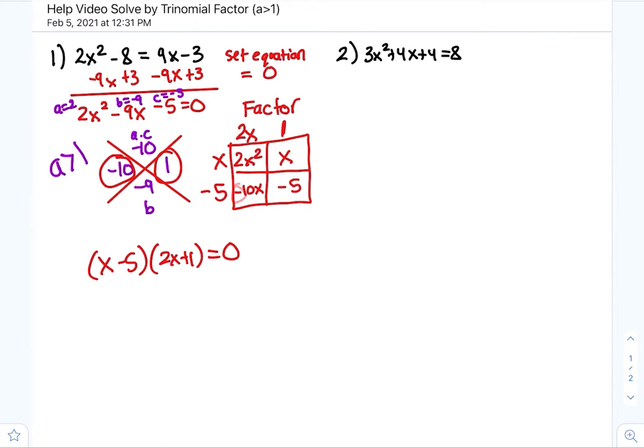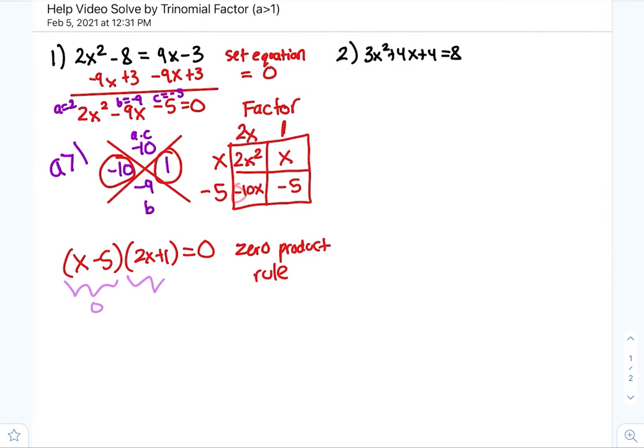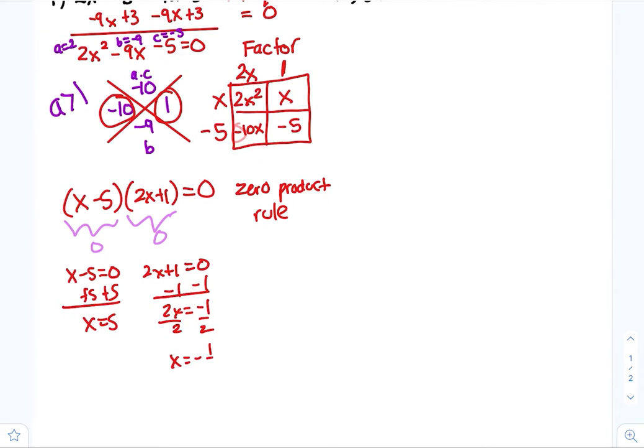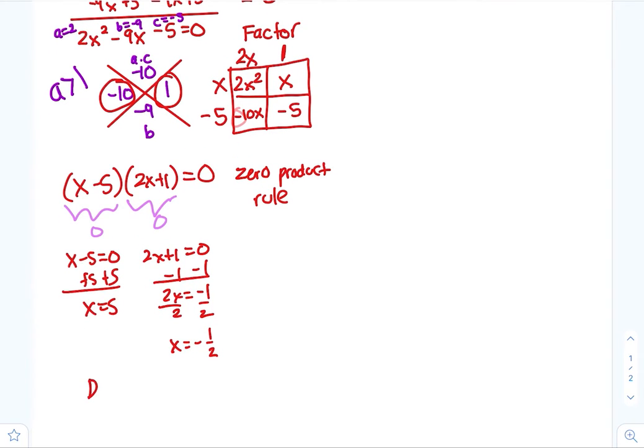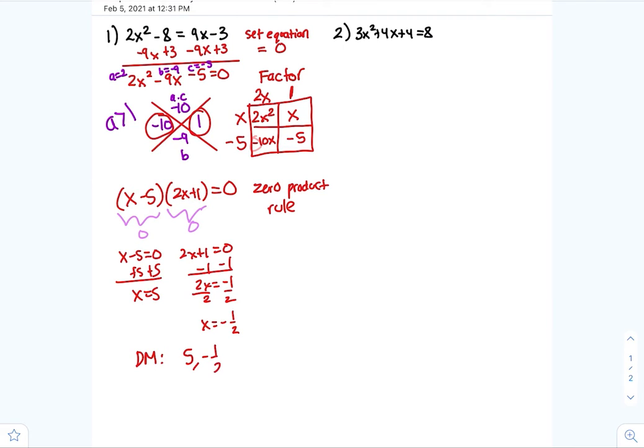Now use your zero product rule, right? Your zero product rule is to set both of these equal to 0. x minus 5 equals 0, and 2x plus 1 is equal to 0. Then you solve for both. Subtract 1, divide both by 2. So x is going to equal 5 and negative 1/2. And when you put that in Delta Math, you're just going to do 5 comma negative 1/2.